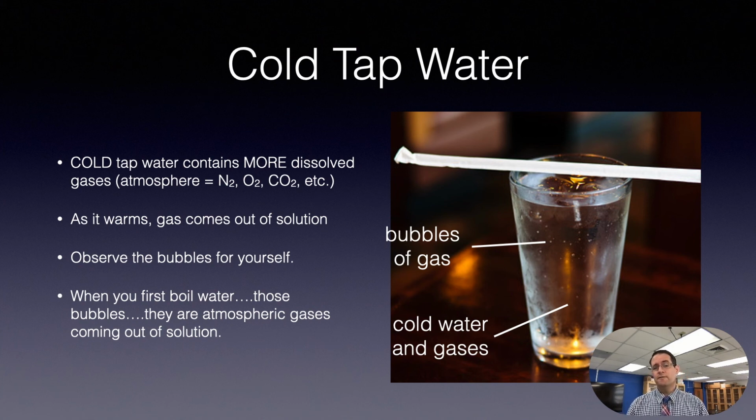Okay, when you first boil water, you notice those little bubbles on the bottom of the pot or the pan. Those are actually atmospheric gases that are coming out of solution. If you put a thermometer in there, it might read 80 or 90 degrees Celsius, but it hasn't reached the boiling point yet. Then of course, when it's a rolling boil, rumbling and roaring at you, those bubbles are comprised of steam.